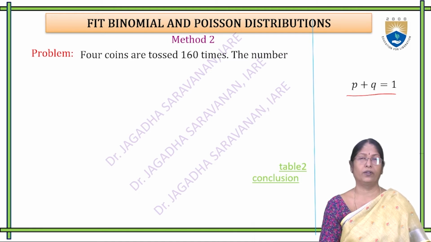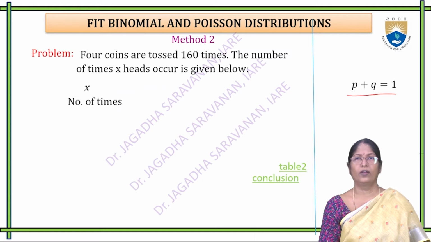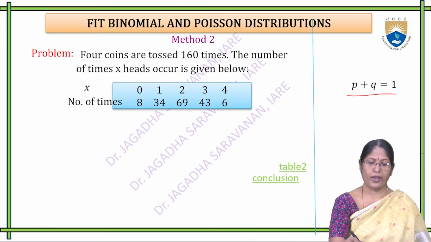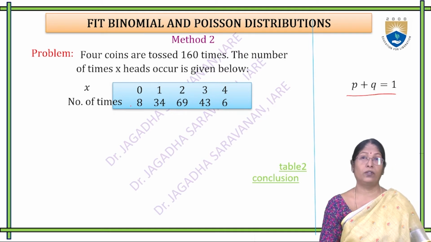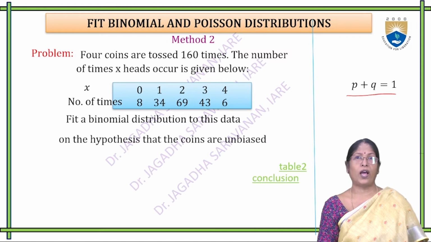That means n is given. The number of times x heads occur is given below. This is the condition given in this particular problem. X data is given as 0, 1, 2, 3, 4, and the number of times: when x equals 0, 8 times; 1, 34 times; 2, 69; 3, 43; 4, 6 times. Fit a binomial distribution to this data on the hypothesis that the coins are unbiased.